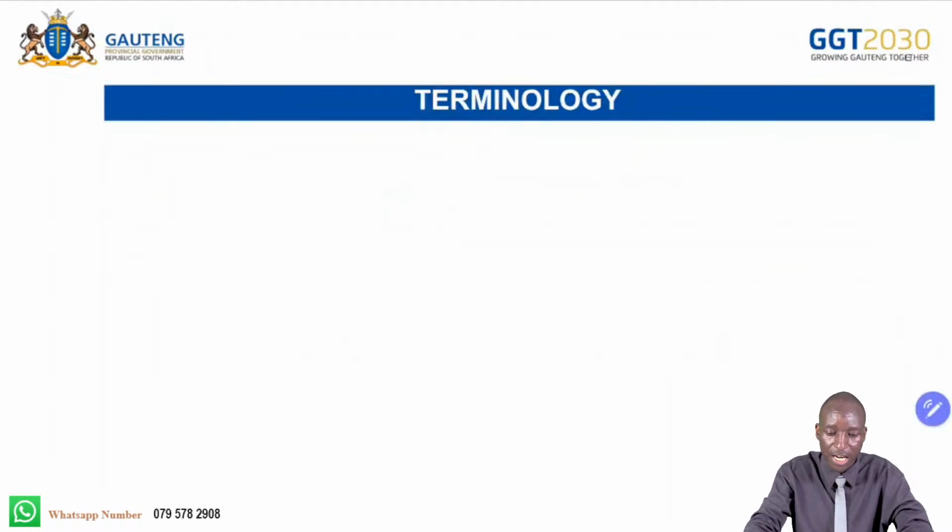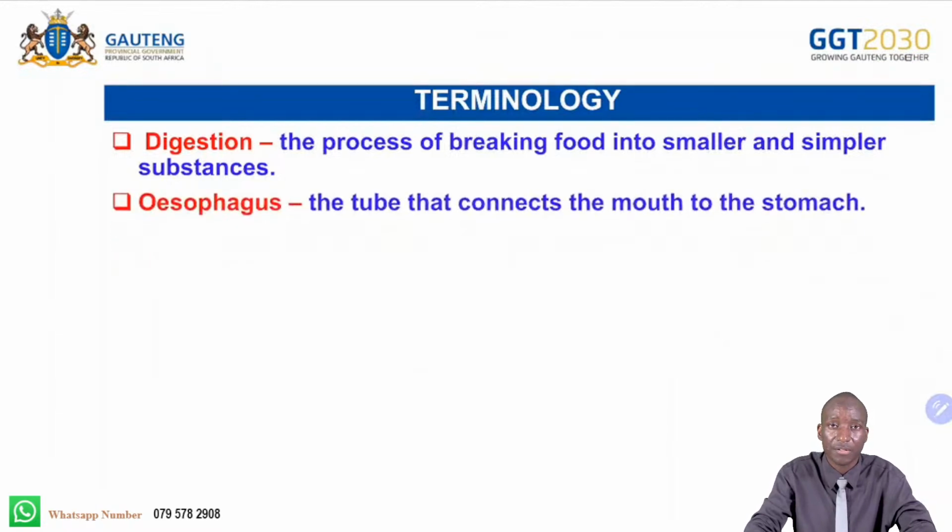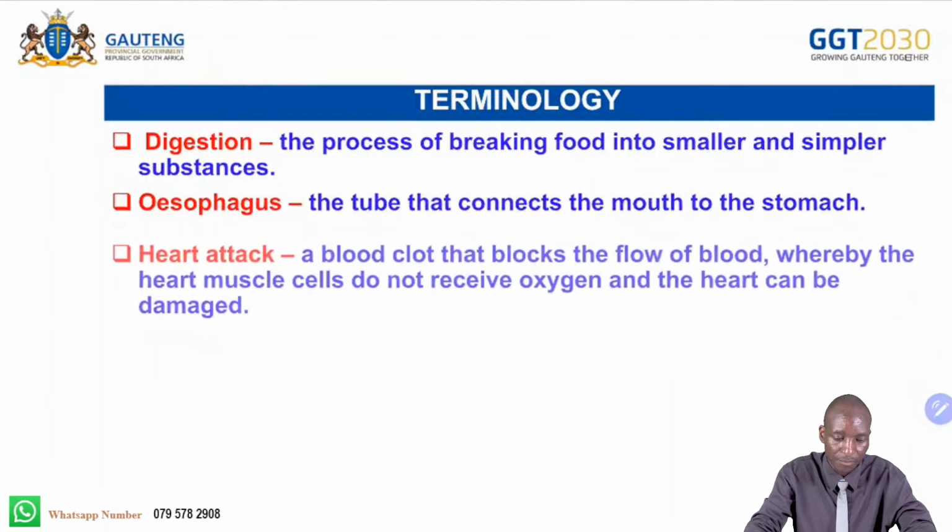Let's move on. Let's look at our terminology, the keywords and new vocabulary, as we're going to use these throughout the lesson. The first term we're going to define is digestion. This is the process of breaking food into smaller and simpler substances. That's digestion. Next one is esophagus. This is the tube that connects the mouth to the stomach.